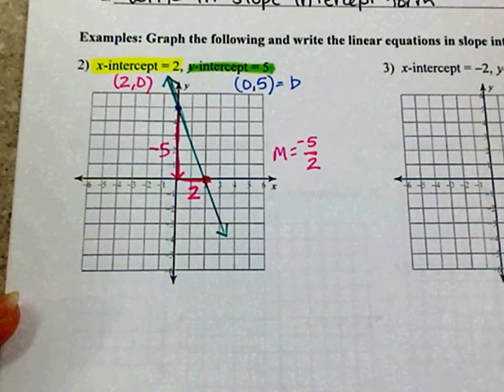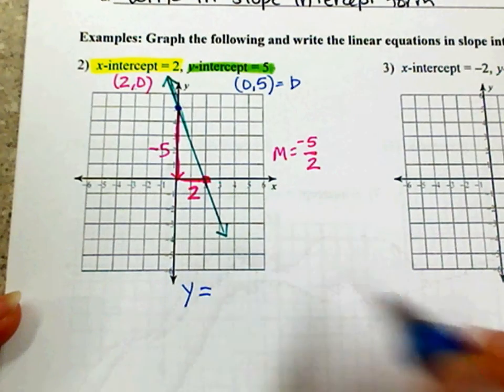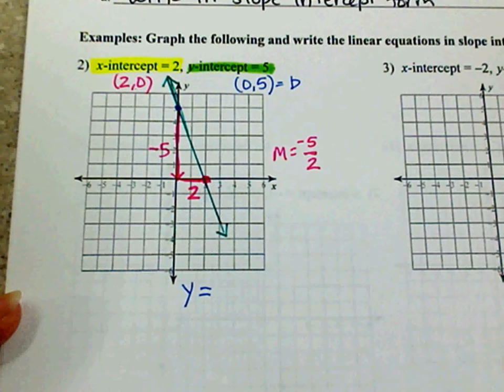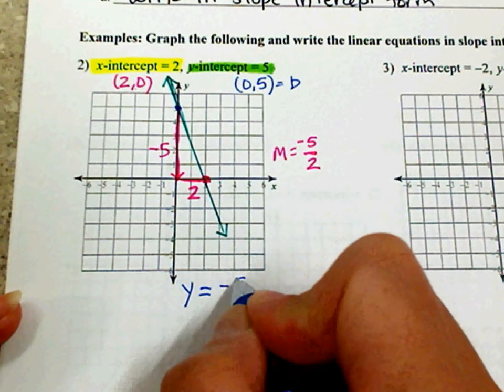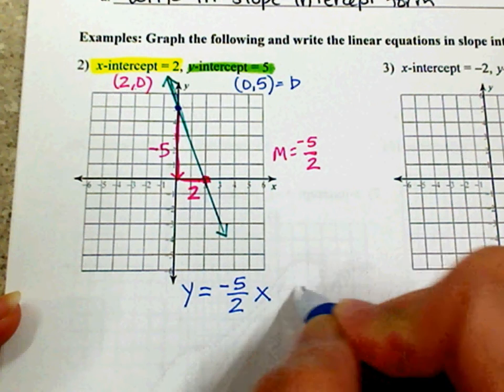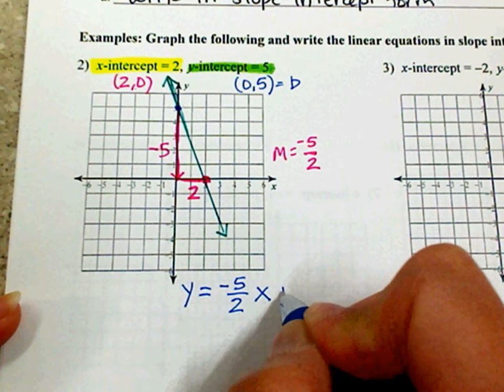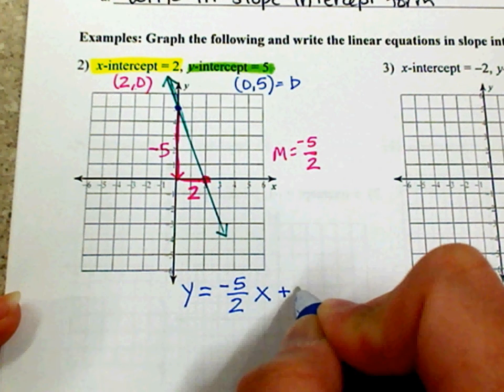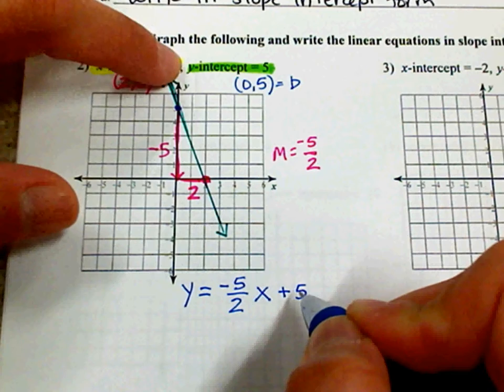Can you now write the equation? Yes. y equals, what's your slope? -5 over 2. What's next? x. And what's your b? Plus 5. It's always the y-intercept. You are finished. That's it.